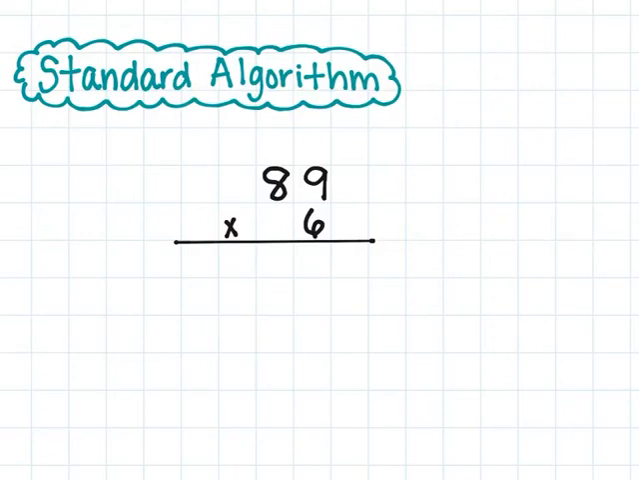Hi friends! So today we are going to practice using the standard algorithm to solve multi-digit multiplication problems. We're first going to start off with a 2-digit by 1-digit multiplication problem. So we have 89 times 6.